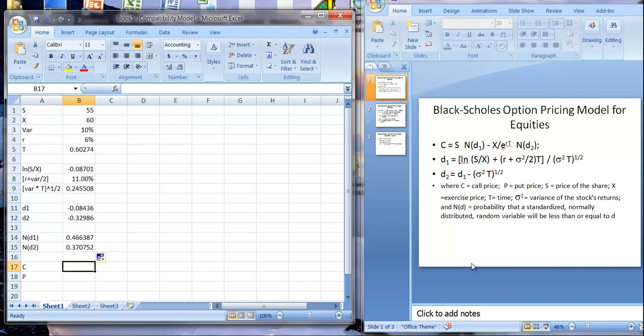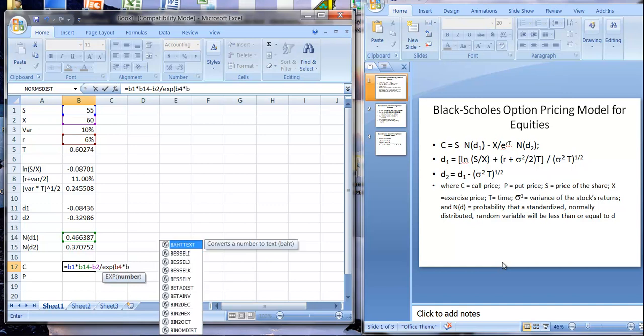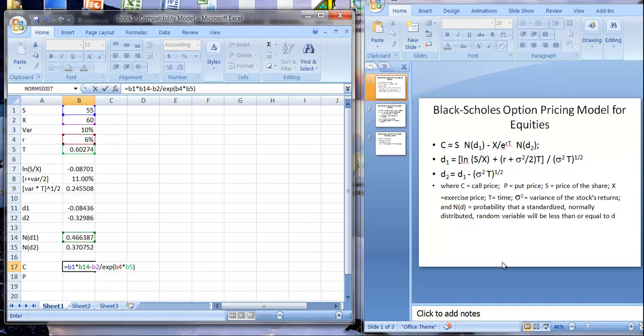And so the call option is going to be equal to S, which is in cell B1, times ND2. Okay, so use the asterisk key to multiply, and that's in cell B14, minus the exercise price, which is in B2, divided by, you need the exponential of R times T. R is in B4 and T is in B5. We can close that up.